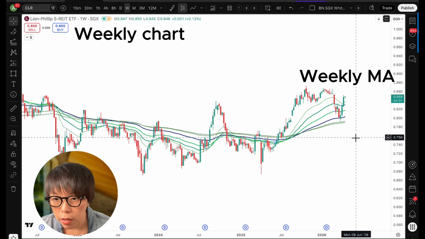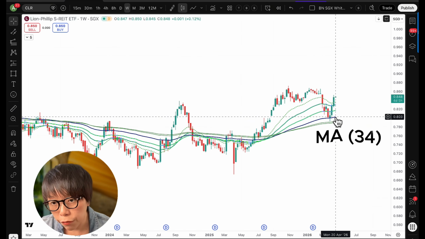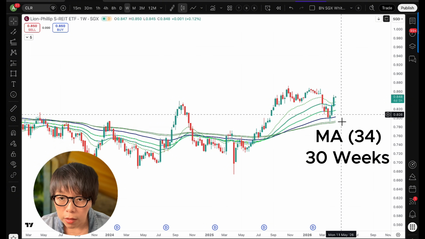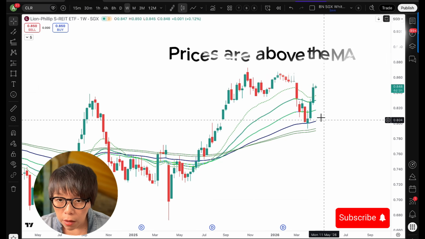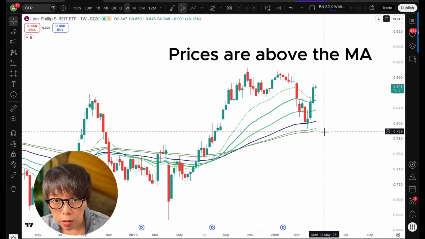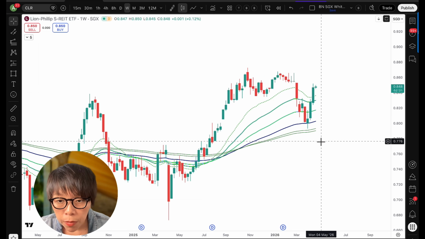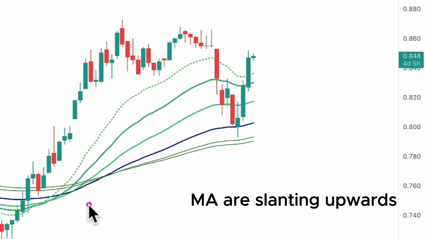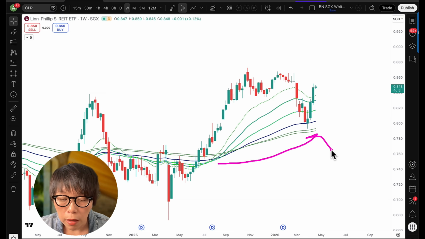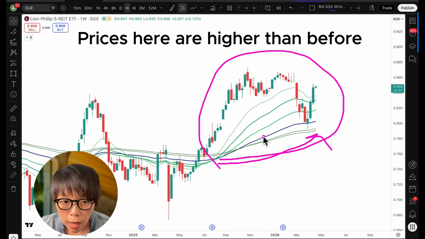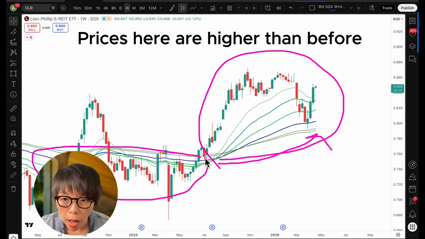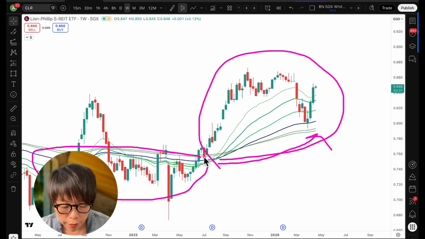So for example, if this is a 34 moving average, then this would be a 30-week moving average in this time frame. Based on inspection, we know that the prices are above the moving averages. They're all above the moving averages here, and the moving averages are generally slanting upwards. In other words, from a technical point of view, the prices are generally trading higher than what we've seen in the past. So this is the understanding of what the moving averages are telling us.